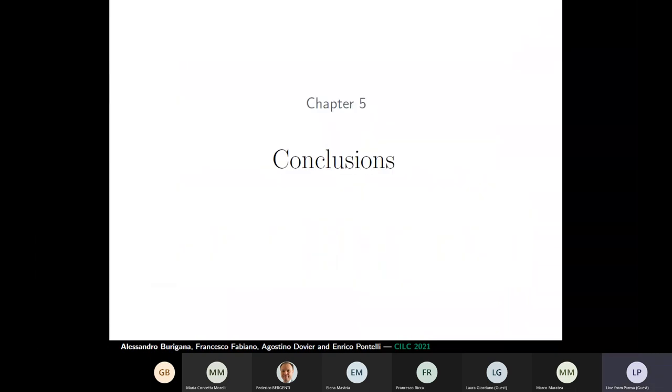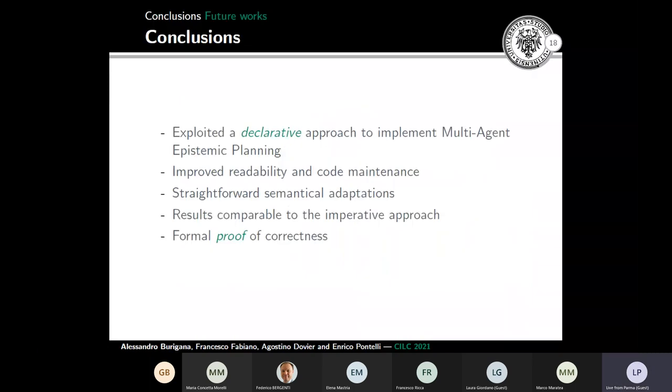So to conclude, we have looked at a declarative encoding of multi-agent epistemic planning based on ASP. Why this is also important: because ASP helps us give a smaller and more readable program. So if somebody is new to epistemic planning, they might learn it a little bit better with this tool. And it also helps with code maintenance. Then, as we saw, the results are actually comparable to the imperative approach, the EFP planner. And we were also able to give this proof of correctness.